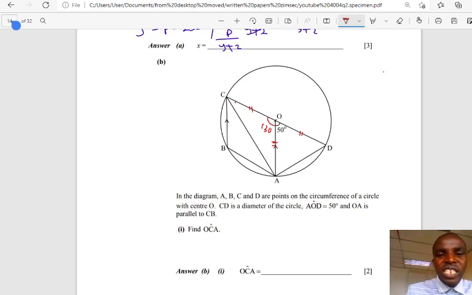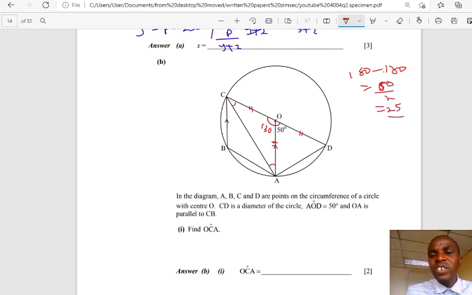Then let me find this angle, and this angle, they are the same. So to find them, you say 180 minus 130, then it will be 50. Then the answer is divided by 2. So 50 divided by 2 will be 25 degrees. So this angle is 25. Also, this angle is 25 degrees, like this.